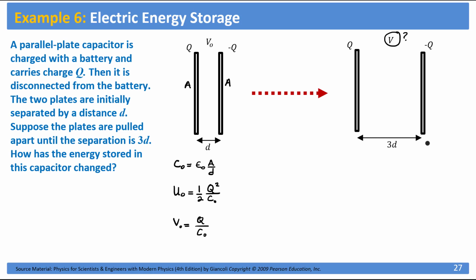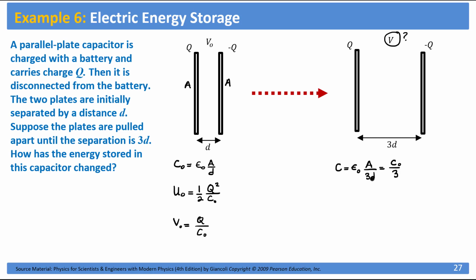Now let's have a look what happens in the final state. Now I'm going to call the new capacitance C, which is going to be from the parallel plate capacitance equation epsilon 0 A over the distance between the plates. Now the distance is 3D, which is, by the way, if you pay attention, 1/3 of the original capacitance. So apparently by increasing the distance from D to 3D, we decrease the capacitance by a factor of 3.